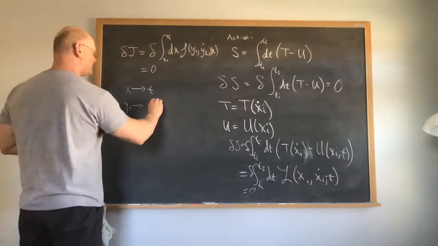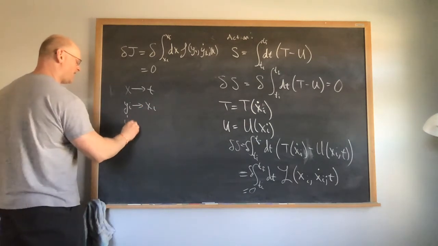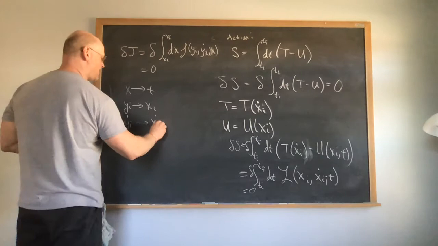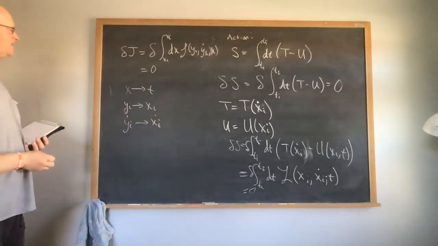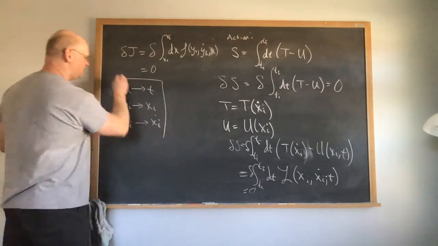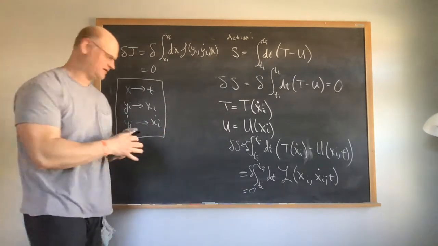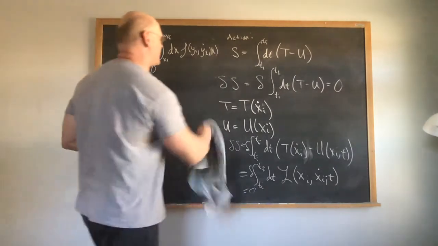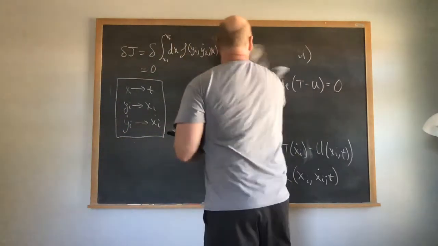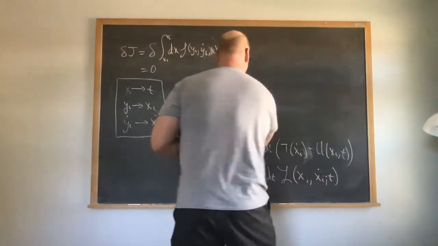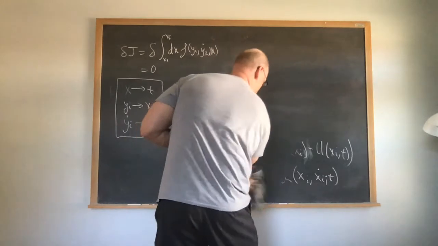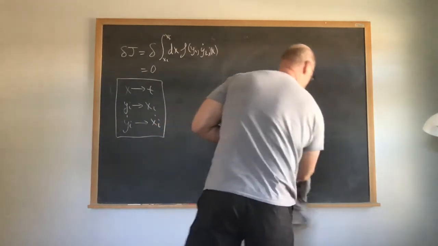y goes to x_i, and y dot_i goes to x dot_i. So as long as we make these identifications between these two quantities, now we can carry over exactly what we did from calculus of variations to classical mechanics, and in this case into the action. So what do I mean?